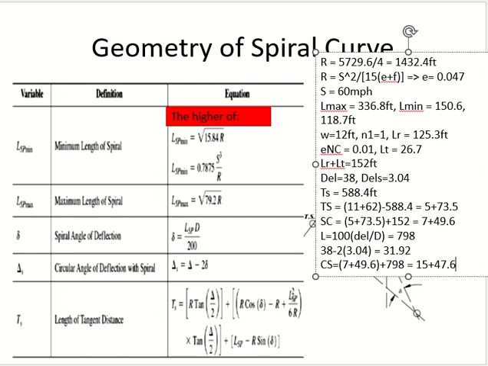So this is now the start of the second spiral, end of the circular, start of the second spiral. Okay. Then we need the end of the spiral. This is the start. We need the end. I will add the length of the spiral.